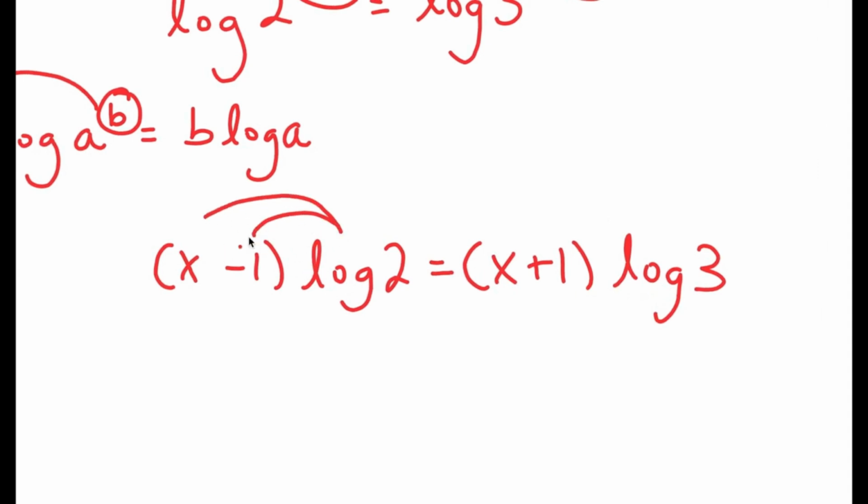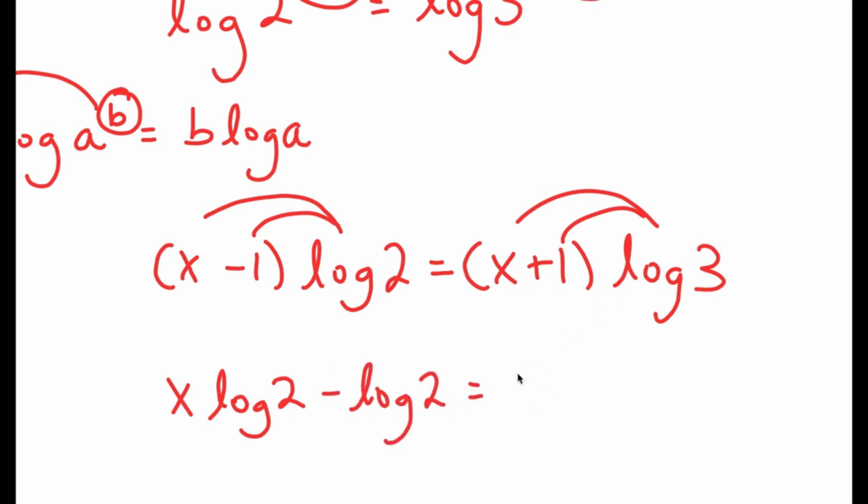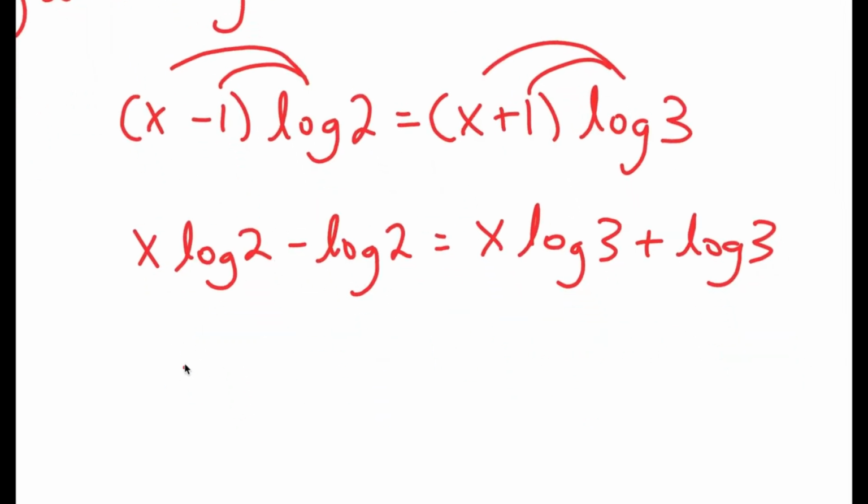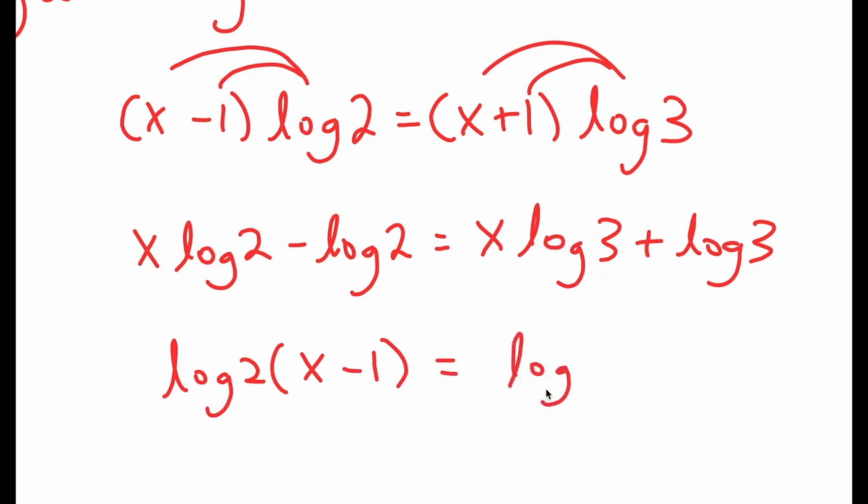Now from here, I'm going to distribute log 2 on my left-hand side and distribute log 3 on my right-hand side. So log 2 times x is x log 2, and negative 1 times log 2 is negative log 2. Now x times log 3 is x log 3, and 1 times log 3 is just log 3. For my left-hand side, I can factor out log 2, so I get log 2 times x minus 1, and for my right-hand side, I can factor out log 3. And this is just to check that I distributed it right, and it looks like I did because I get the same things.